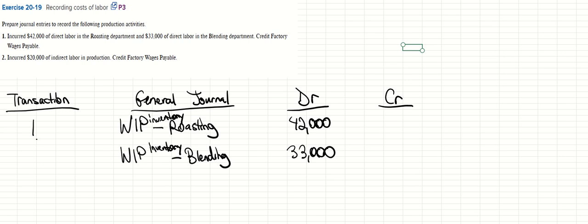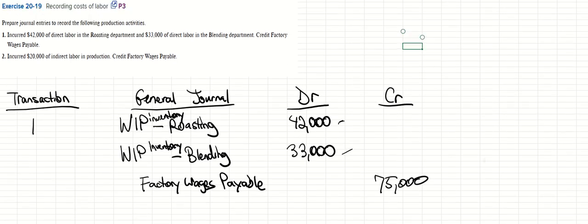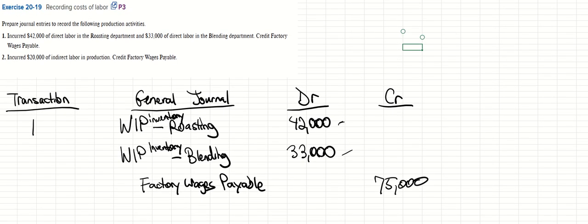And then the credit is going to go to factory wages payable. They let us know that the credit is going to go there, and it's going to be for $42,000 plus $33,000, which gives us $75,000. This lets you know that direct labor was accrued for $75,000: $42,000 was accrued in the roasting department, and $33,000 was accrued for the blending department.